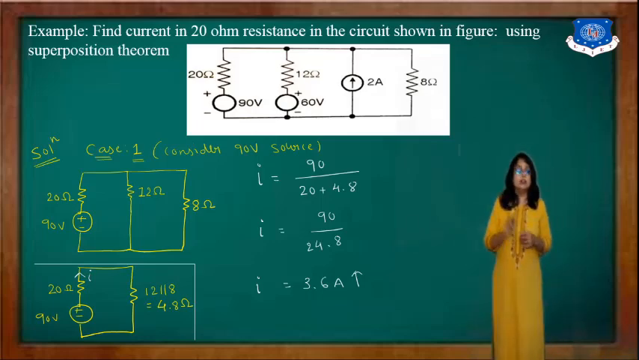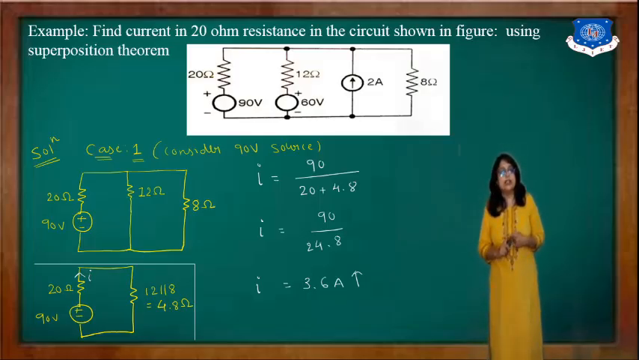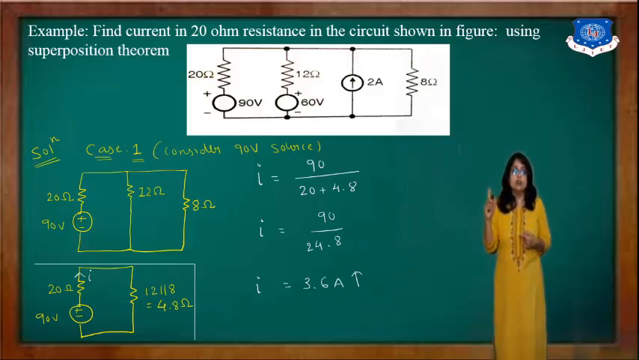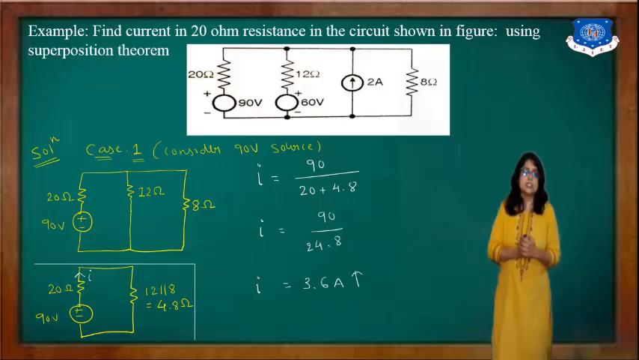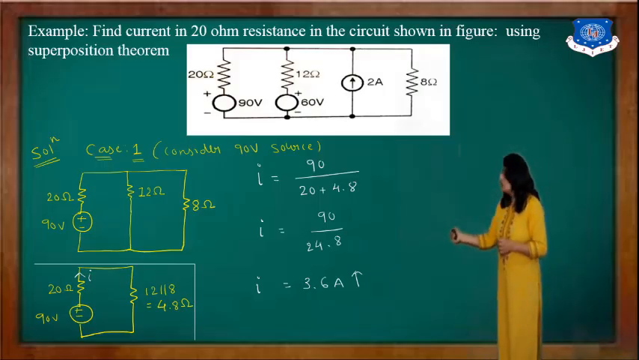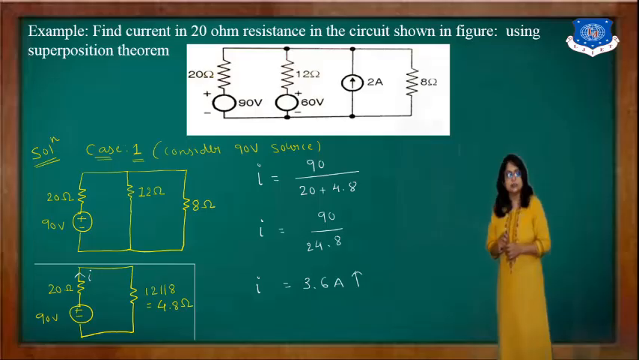And see here, the current direction is very important. Why? Because it may happen that when you find the current in the 20 ohm resistor using the 60 volt source, you will get the current in a downward direction. And here you want to do the summation. That means if the direction is different, then it's a subtraction. If the direction is the same, then it's an addition. So in a superposition example, always define this direction.